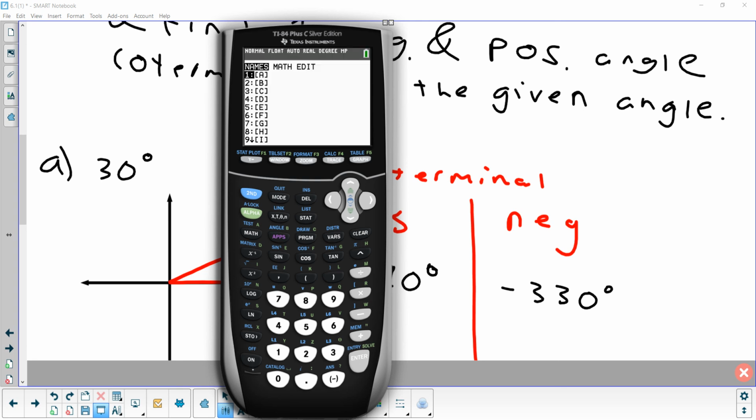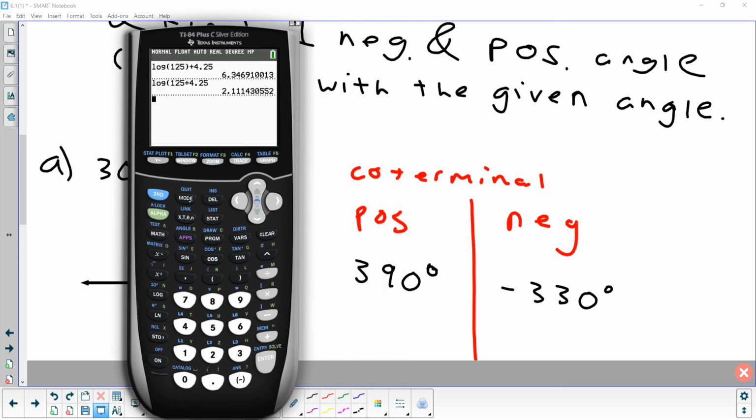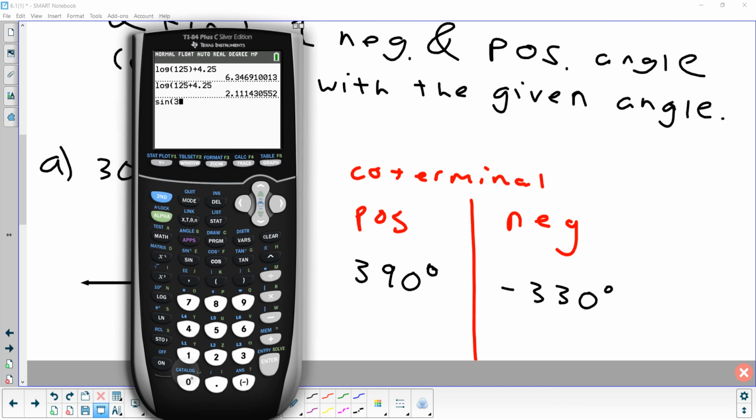Given the choice, if I had to do a trig problem, I would prefer to work with 30, because when we start doing trig, let me show you an example. If I take the sine of 30 degrees, I get 1/2. If I take the sine of 390 degrees, 1/2. If I take the sine of negative 330, 1/2. The point is that angles that are coterminal evaluate the same way when you use them in a trig function. So the easier angle is, I think, smaller and not negative. That's generally what we try to shoot for.